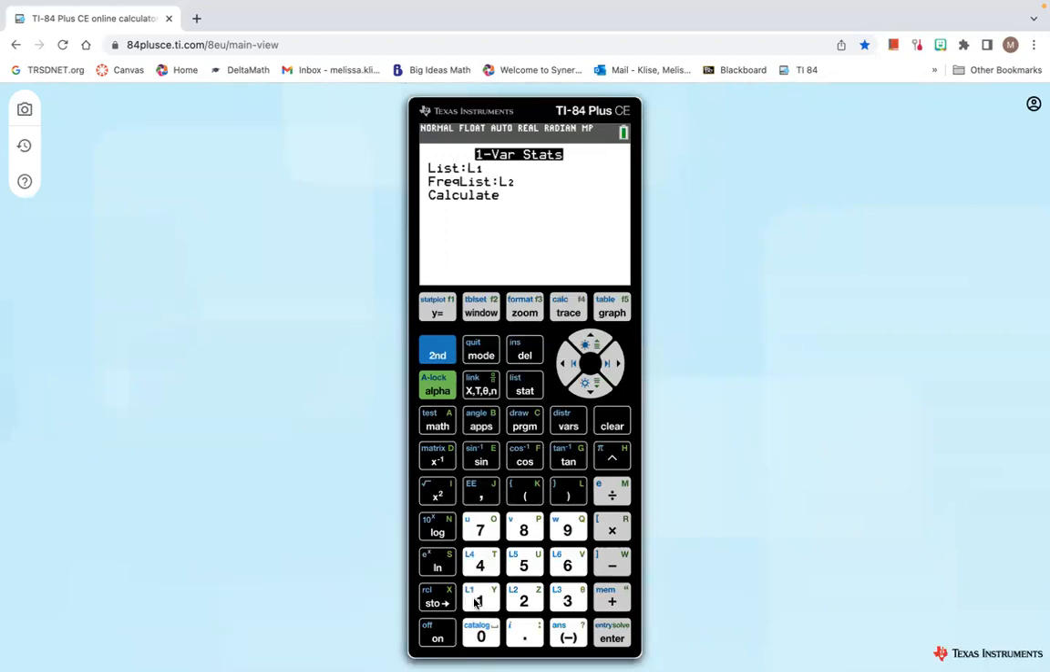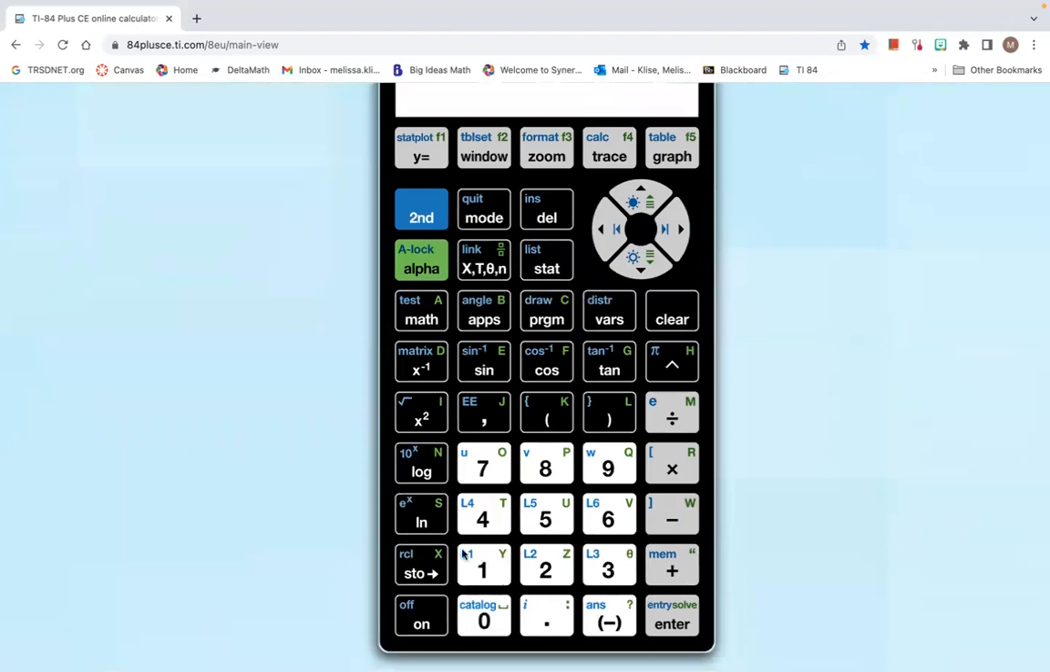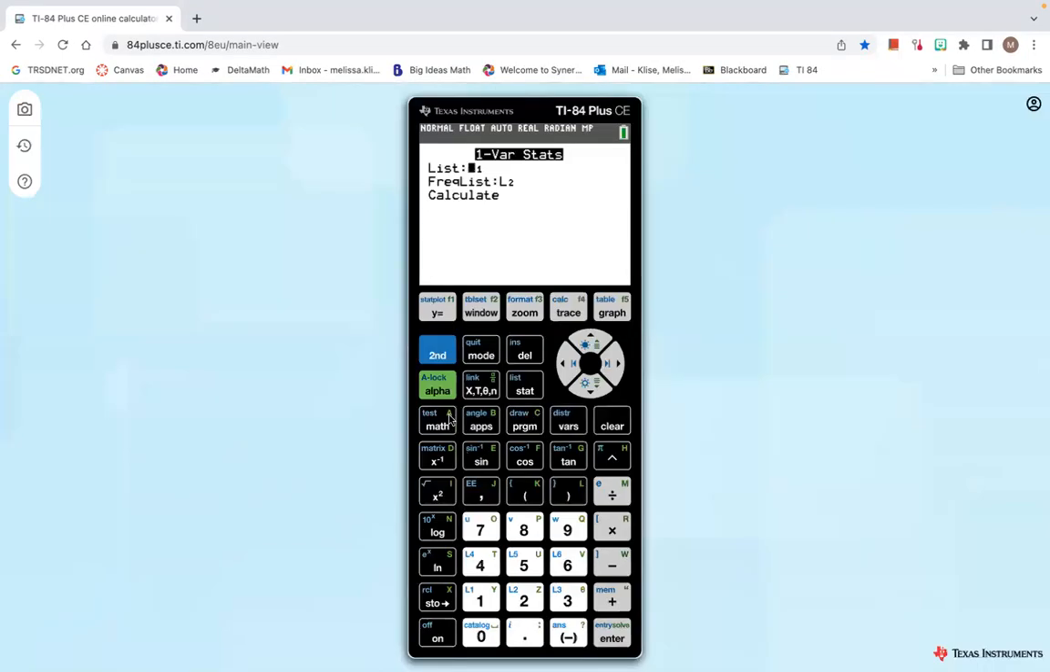Notice over the number 1 right here, in blue, it says L1. If you hit second 1, it will populate L1 into your list. If all my stuff was in L2, I would do second 2, and it would put list 2 in there. Whichever list you put your stuff in, you'll put that right there. I don't want anything in the frequency list, so I'm going to clear that out. It should just be L1, with nothing in the frequency list. Arrow down to calculate and hit enter. And you're going to have all this crazy stuff here.